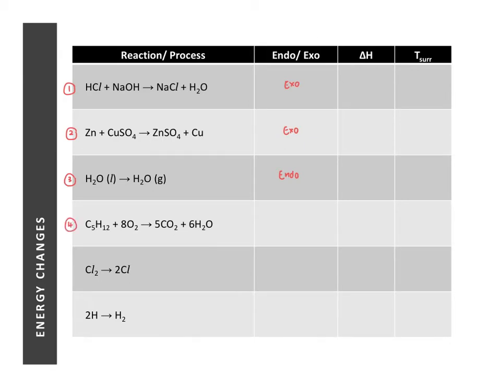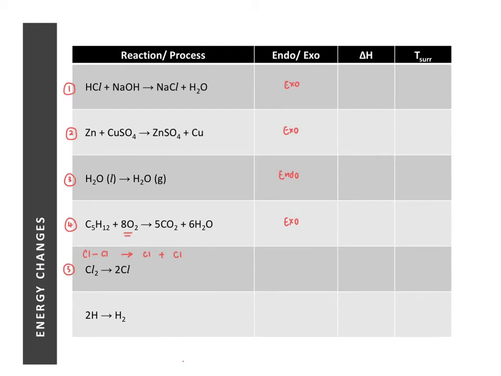Reaction number 4 is a combustion. When something reacts with oxygen to form carbon dioxide and water, this is a combustion reaction, so it's exothermic as well. Reaction number 5 is not one of the common examples, but if you take a look at what is happening, we are splitting a chlorine molecule into 2 chlorine atoms. For that to happen, we need to break a chlorine-chlorine bond.